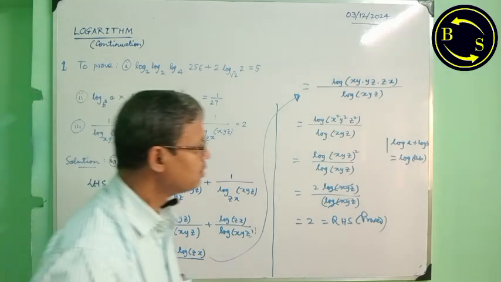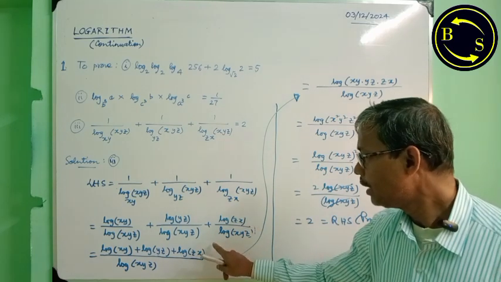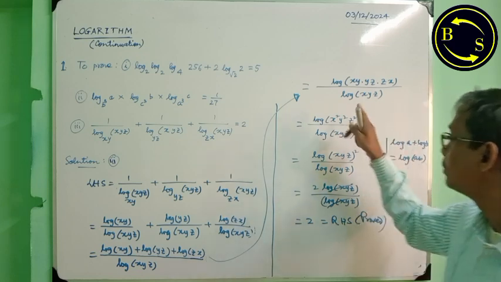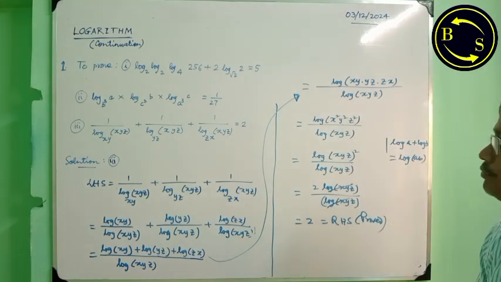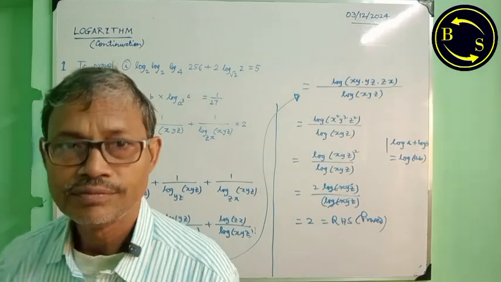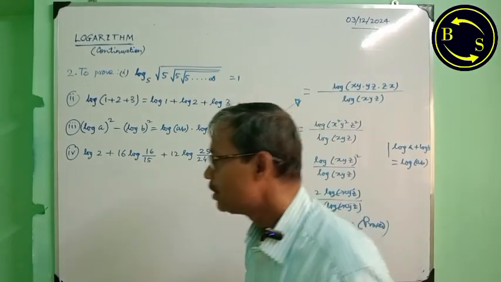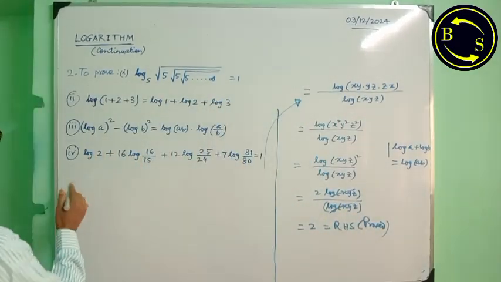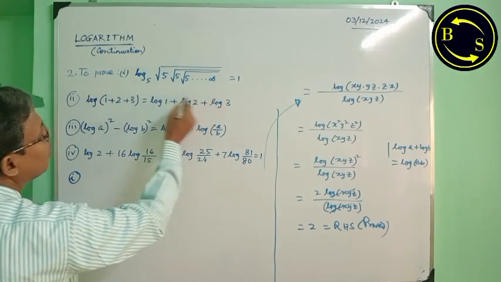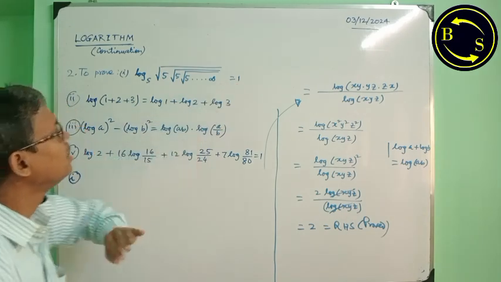I think students have understood. In the first step, I have used the base changing formula, then these steps followed. Therefore, we have worked out the first 3 sums today. Now, in the second set, I will work out 4 sums. Number 1: log of this one will be equal to 1.